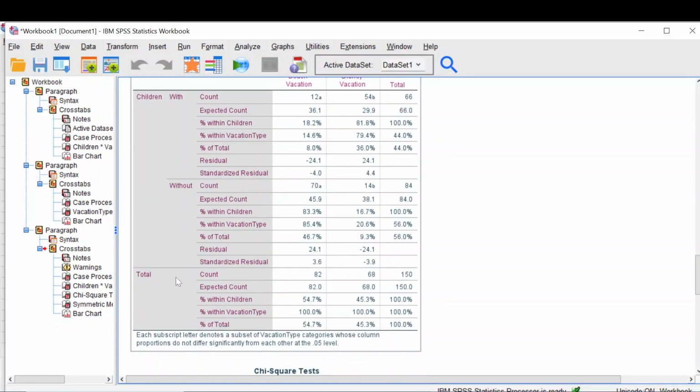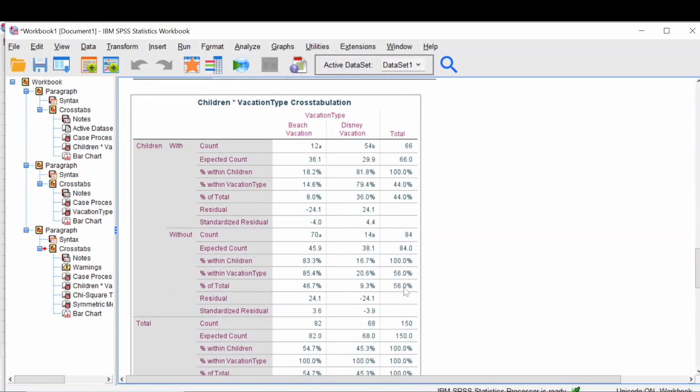So it's saying of your total, so we have a total of 150, right? How many went on a Disney vacation, I believe I said, with children. So we look at percent of total with children. We move across to Disney, and we can see that the value is 36%. We can either report that as a percentage or a value. So 36% of our total went on a Disney vacation with children, which represented 54 of our respondents.